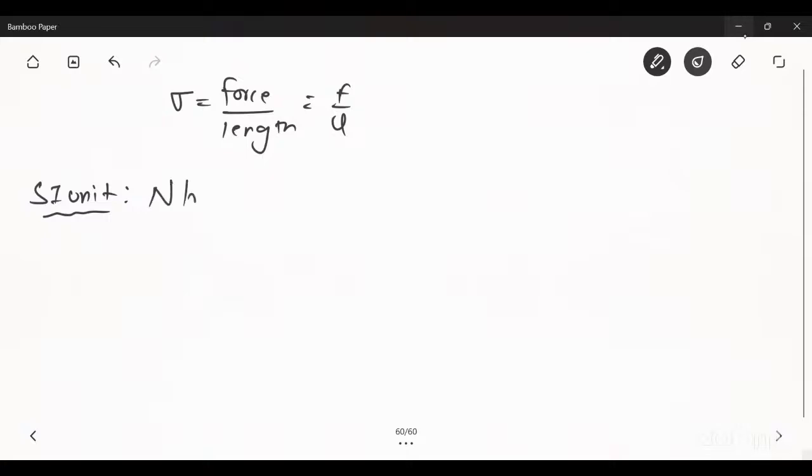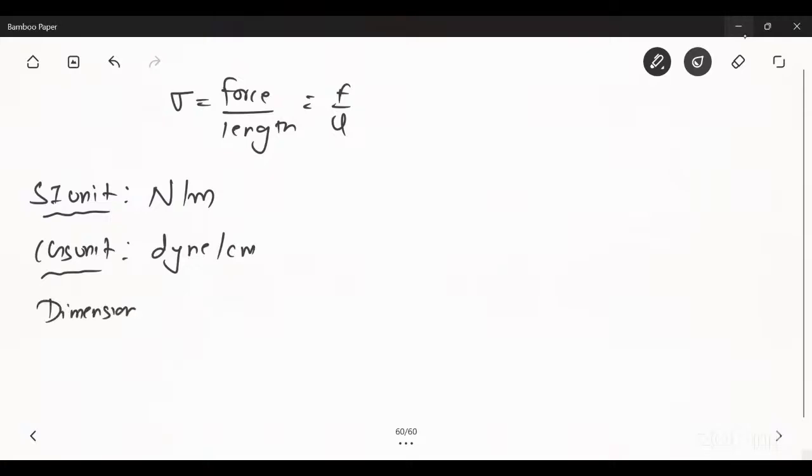Surface tension is mainly denoted by T, sigma or S. So sigma is equal to force per unit length. That was the formula of surface tension, force upon length. The SI unit of force is Newton and length is meter, so Newton per meter will be its SI unit. Its CGS unit is dyne per centimeter.